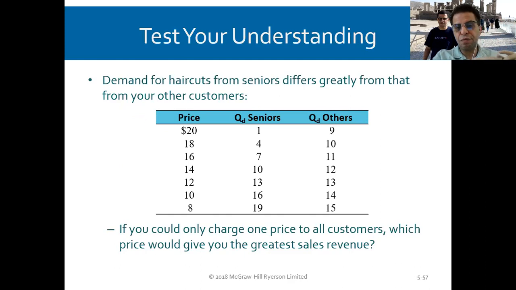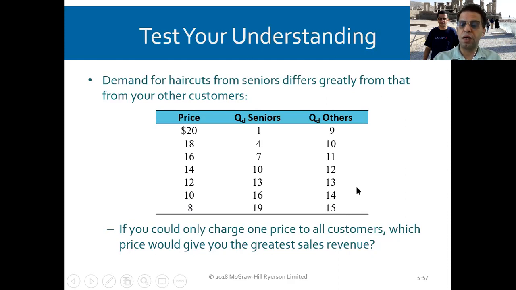So demand for haircuts from seniors differs greatly from that of other customers. Qd is the quantity demanded by seniors. If the price is $20, one senior will come in for a haircut, and nine juniors will come. As the price decreases, we know demand increases and keeps increasing. So if we sell at $8, you will have 19 seniors coming in and 15 juniors or others.